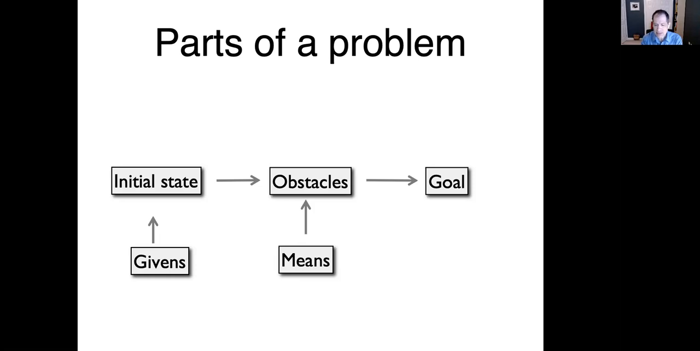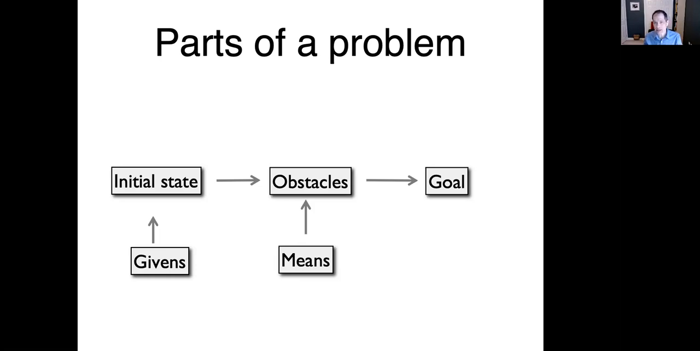Cat's asking to sit up on my lap again. Cat is an obstacle. So at the obstacle stage, what we have are the means. So the means are what you use in order to convert the initial state to the goal state and to overcome the obstacle. Givens are things that make it easier or harder, but means are the things that you do, the steps that you take.